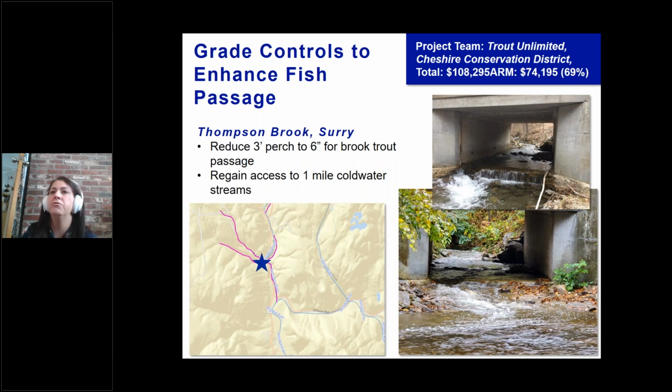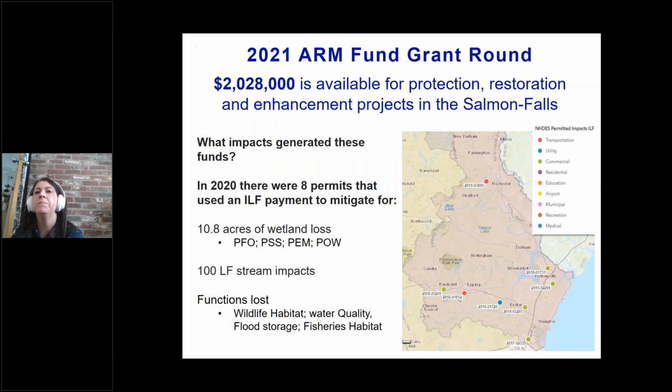And so here's a case where doing some step pool creation just downstream of the culvert outlet, they were able to regain 1 mile of upstream cold water habitat for brook trout spawning. Next slide.